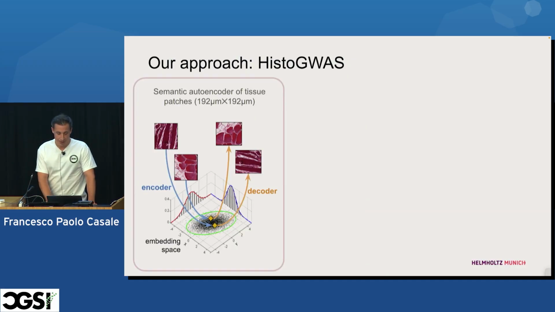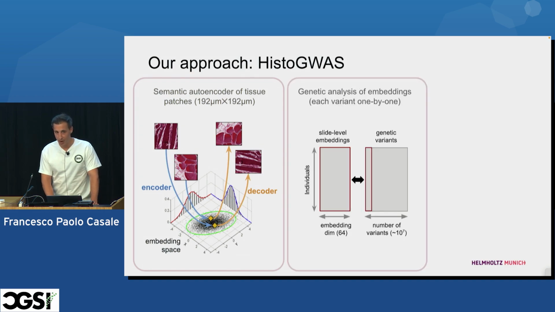And so that's the gap that we wanted to fill, and we propose an approach that we call HistoGWAS. So here we build a semantic autoencoder to project patches from these histological images to a latent space. And for this, we use a pre-trained foundation model, as we will see soon. And then we learn how to invert this foundation model and decode these latent representations back to the image space. And then in this latent space, which we call embedding space, we can do a genome-wide association study.